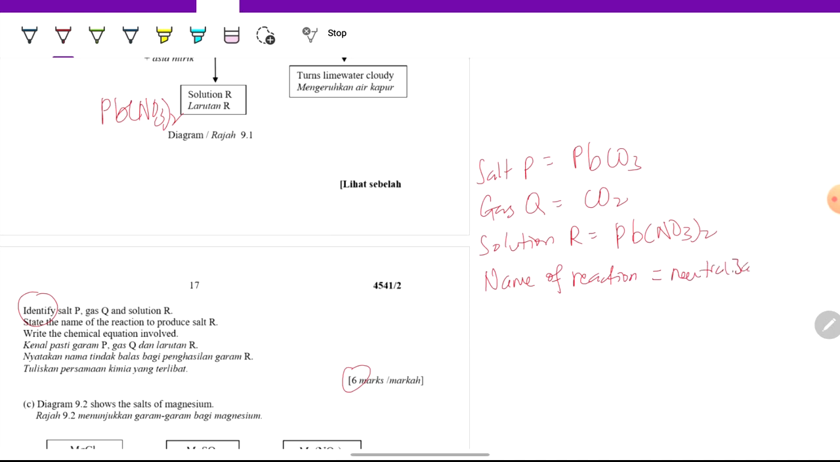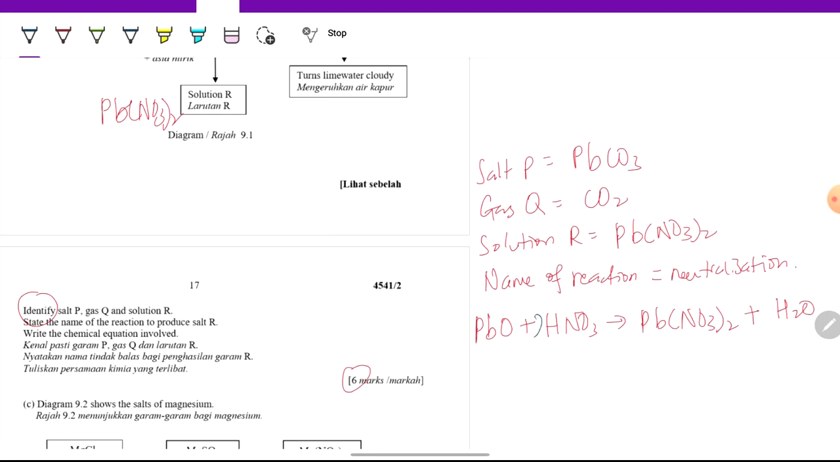Neutralization. Okay. Then finally, write the chemical equation. So we write out the chemical equation. So okay, lactate oxide reacts with nitric acid. So it produces a lactate nitrate and water. Okay, so it is not balanced, so we have to balance the equation.